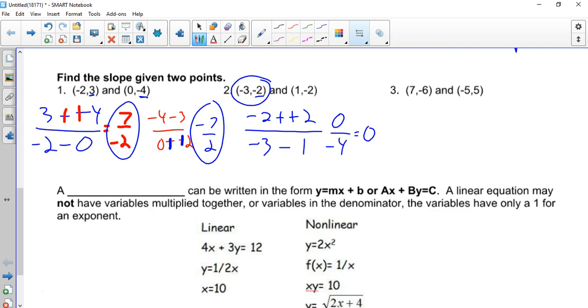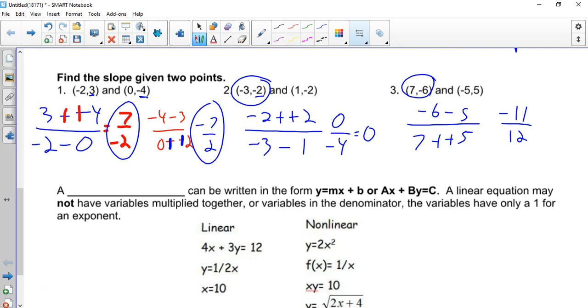Now over here, if I do negative 6 minus 5 on the top, y minus y. On the bottom, starting with this one, 7 minus negative 5, plus, I get negative 6 minus 1, 9 minus 5 is negative 11 over positive 12. And that works out.